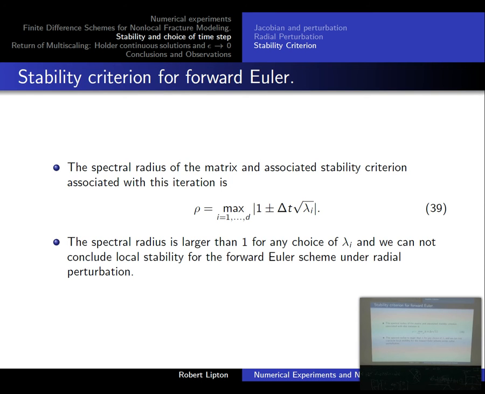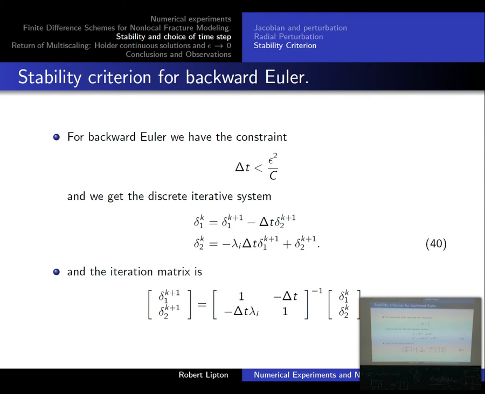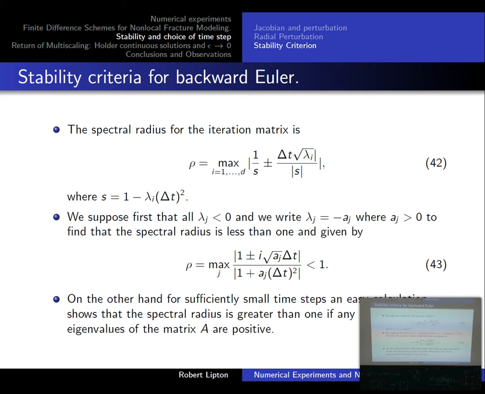Let's see what happens there. For backward Euler, in order for things to work, we have to have the time step less than the square of the peridynamic horizon. For that case, we get the following iterative system described by the inverse of the matrix. So we compute the spectral radius of that, and we have some more interesting things going on. The spectral radius is given by this formula.